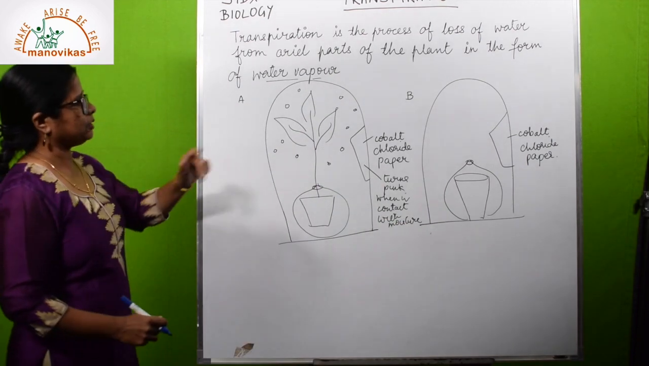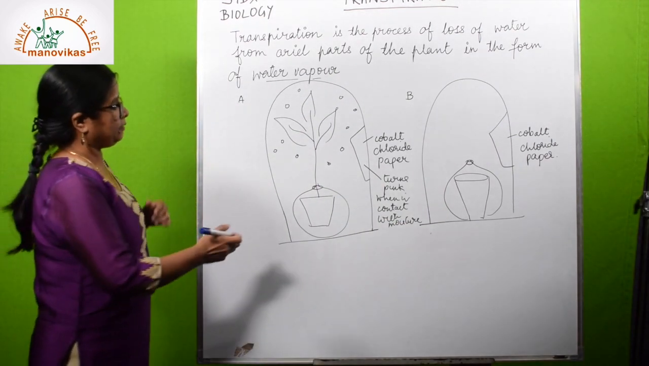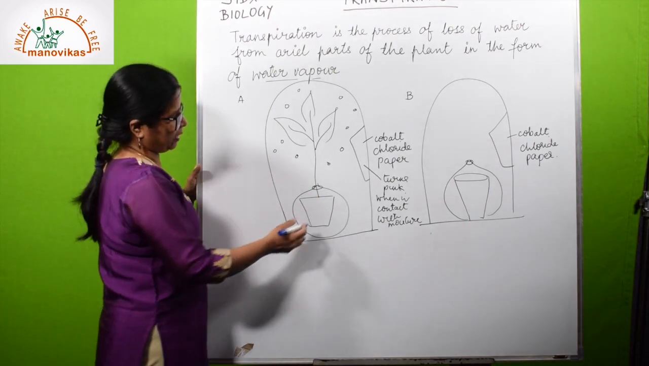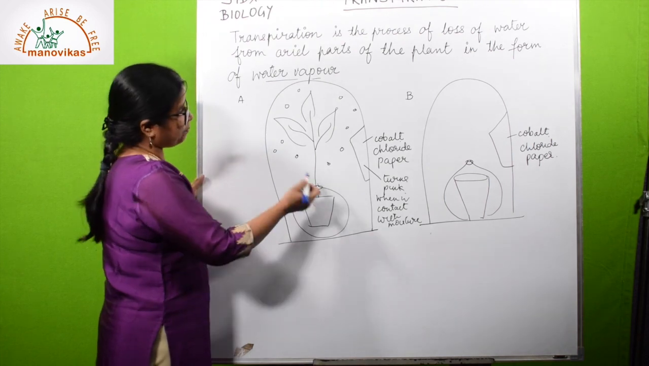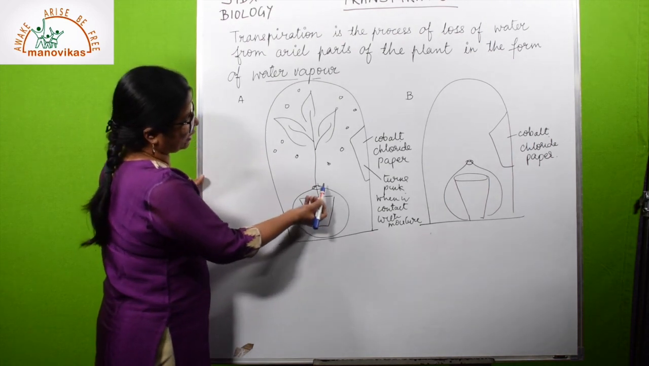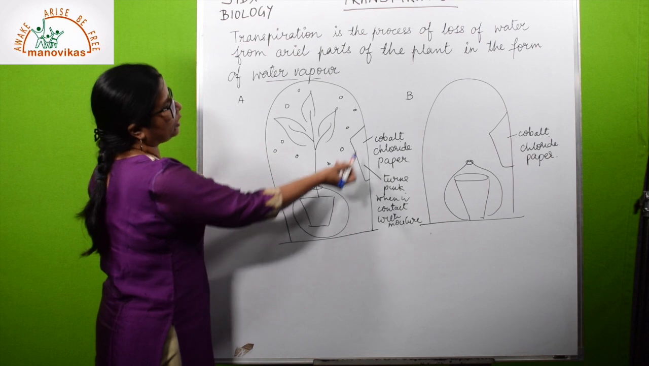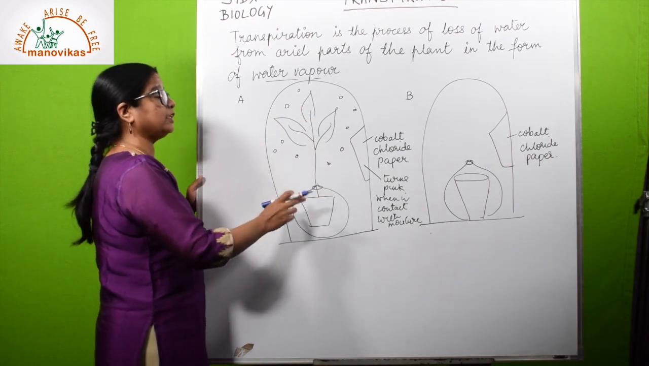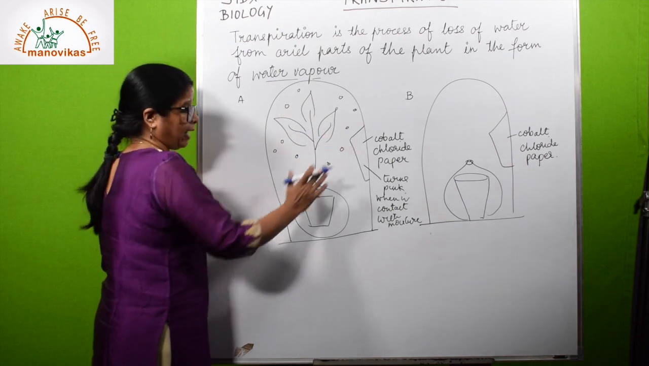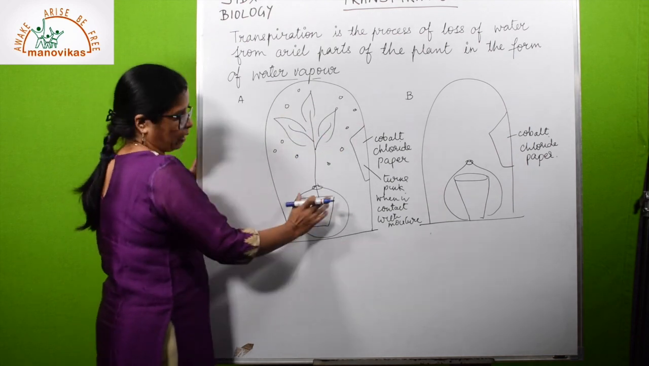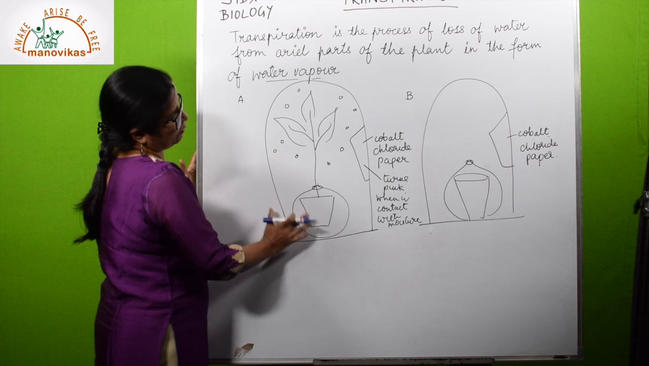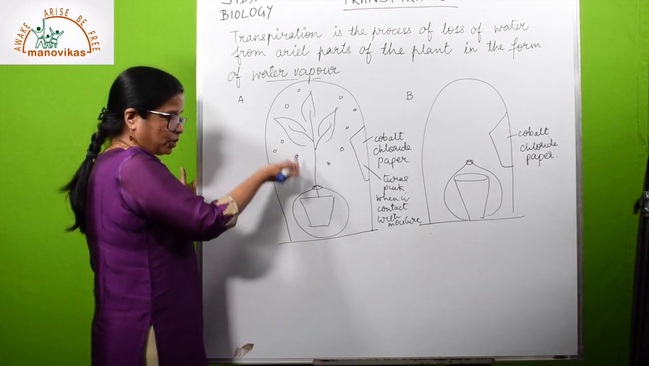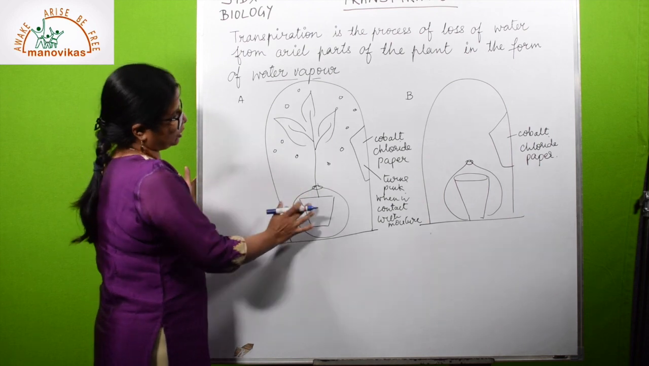So when we observe these two experimental setups, we have kept this part covered. Why have we kept this part covered? Because we don't want the water that is evaporating from the soil here to interfere with our results. We want to know whether the water is actually being transpired by the plants. So we have to rule this part out. That's why we cover it completely with a polythene bag. Otherwise we would have thought, oh okay, maybe the water is coming from the soil, evaporating from the soil. So that is ruled out here.